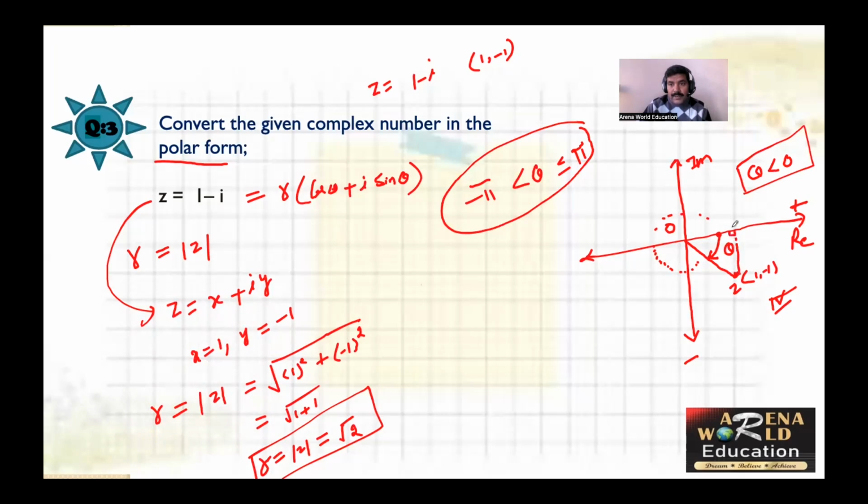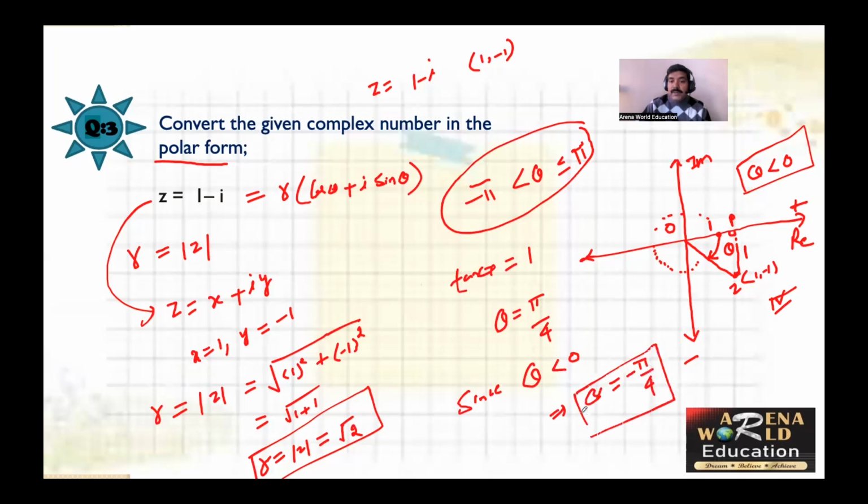So now how to solve? We will join the perpendicular. This is 1. Suppose this is P. OP is 1 and PZ is also 1. So what is tan theta? Tan theta is equal to 1 upon 1, so it is 1. It means theta will be pi by 4. As we already discussed, we are moving in the clockwise direction. Since theta is less than 0, theta will be minus pi by 4. Very good. So this will be the argument of z, right?